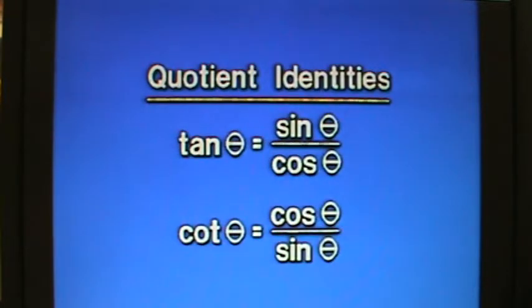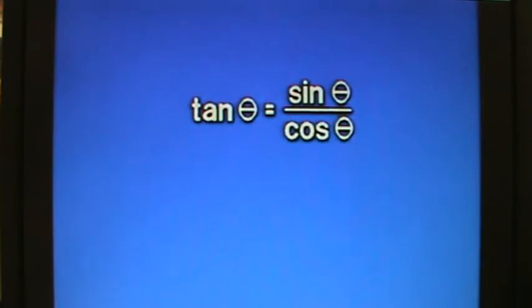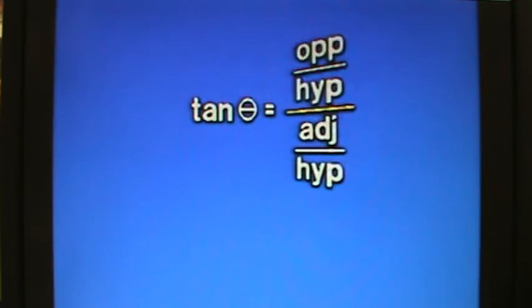Another set of identities is called the quotient identities. These are the quotient identities. Let's take the top one here and simply verify it using trig ratios. Now, tangent theta is sine theta over cosine theta. Let's rewrite sine and cosine in terms of ratios. Sine theta, of course, is opposite over hypotenuse. Cosine theta is adjacent over hypotenuse.